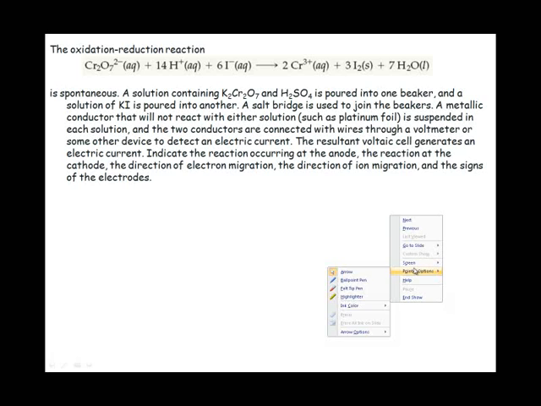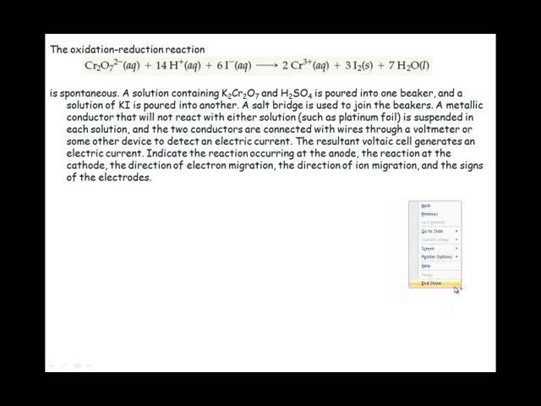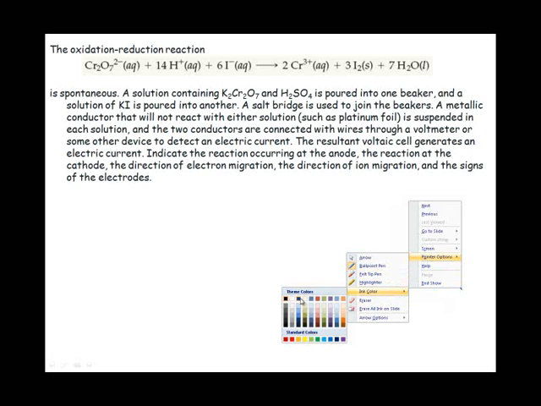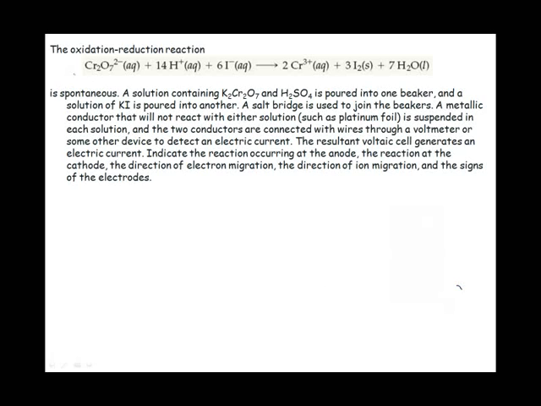Alright, let's take a look at this problem where we have to describe what's happening in a cell. Okay, so here we have this redox reaction going on. It's spontaneous, which means it's going to produce positive volts. We have potassium dichromate in sulfuric acid in one beaker, potassium iodide in another, and a salt bridge used to join the beakers. A metallic conductor that will not react with either solution is suspended in both. So here the anode and cathode are platinum, which will not react and just serves as a conduit. The two conductors are connected with wires through a voltmeter.